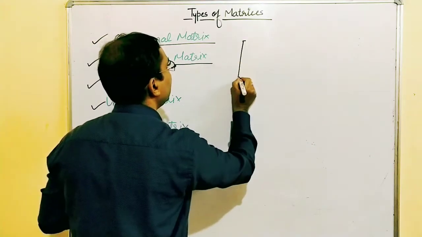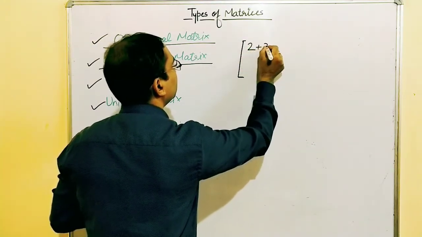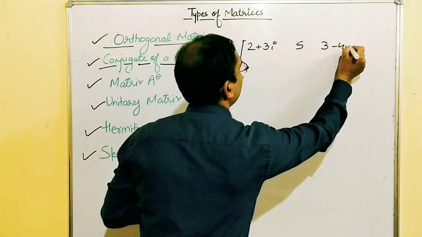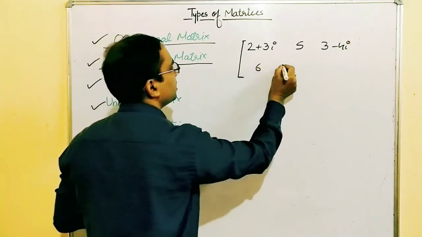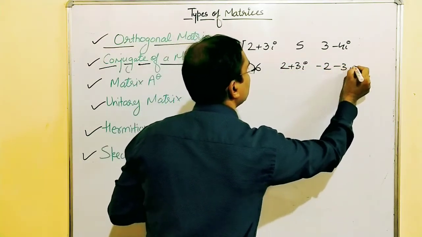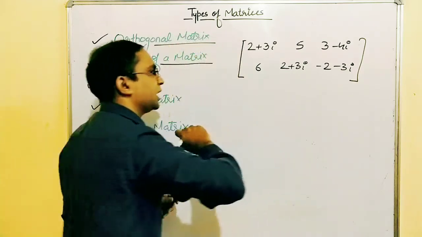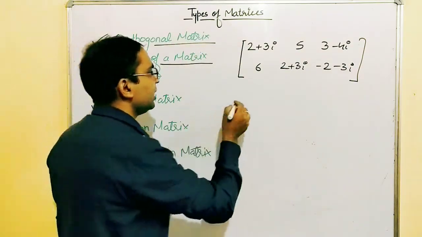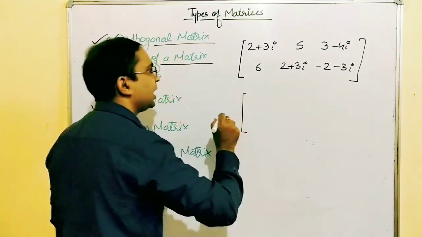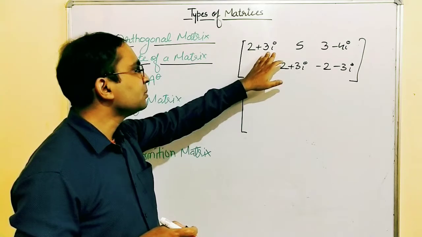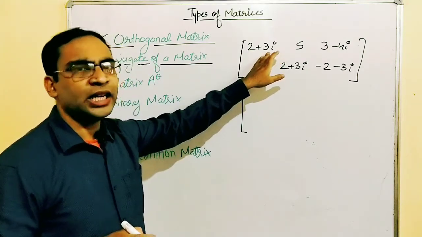Let's say we have a matrix 2 plus 3i, 5, 3 minus 4i, 6, 2 plus 3i, minus 2 minus 3i. This is a matrix. Then what will be its conjugate? Its conjugate matrix will be obtained by replacing its elements by their conjugate elements.